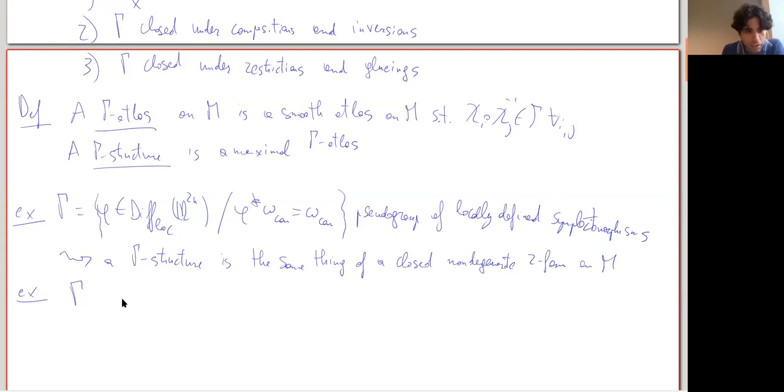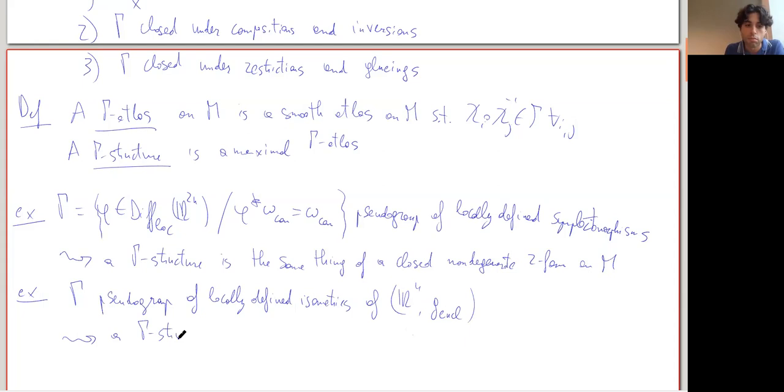I say with gamma, we can take also the pseudogroup of locally defined isometries of R^n with the standard Euclidean metric on R^n. And in that case, a gamma structure is the same thing as a flat Riemannian metric on M.